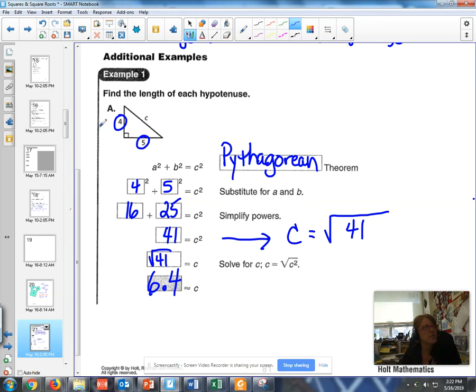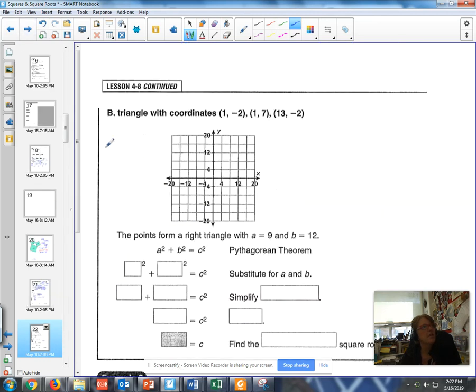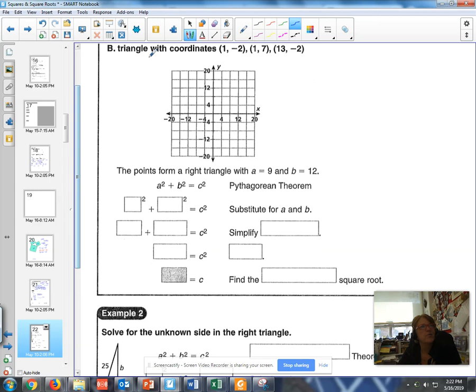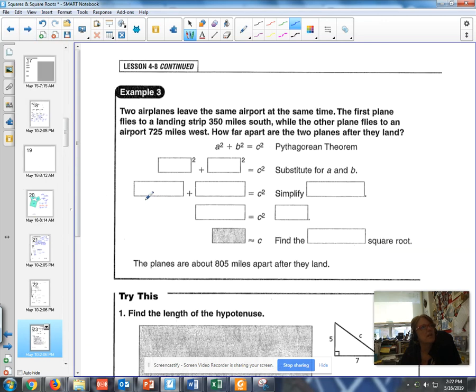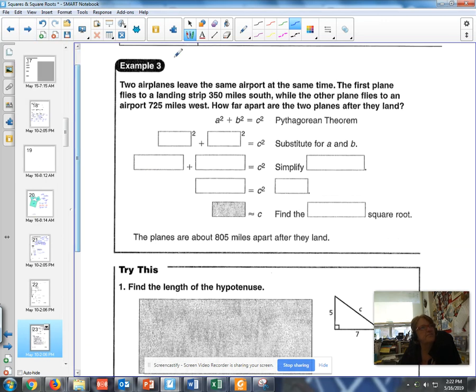Cool. Let's try another one. Turn the page. I don't really like that graph. So let's come down to this guy. Not that one. This one. Oh, I don't have a picture yet.